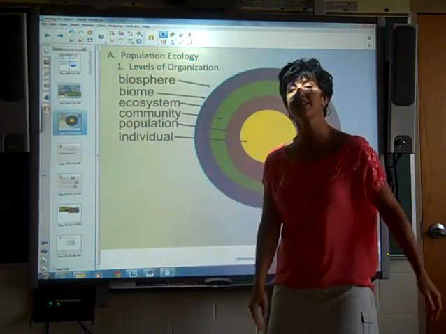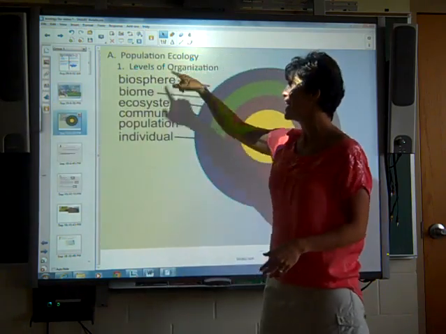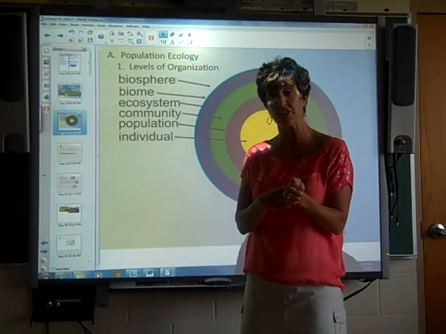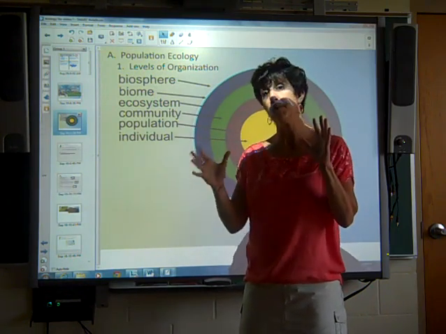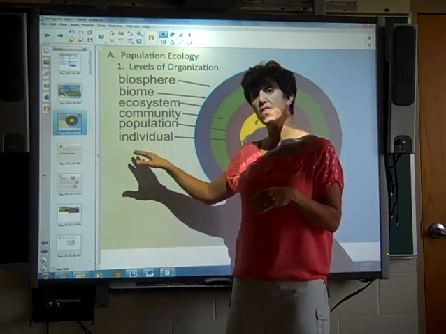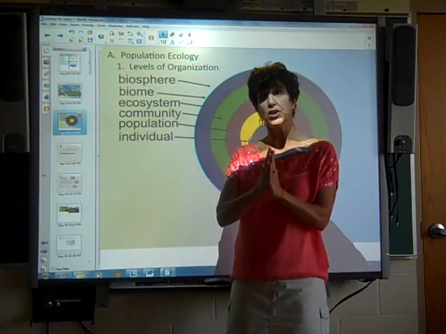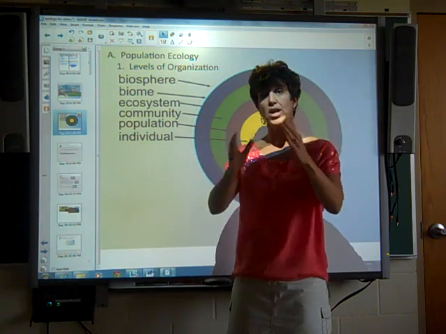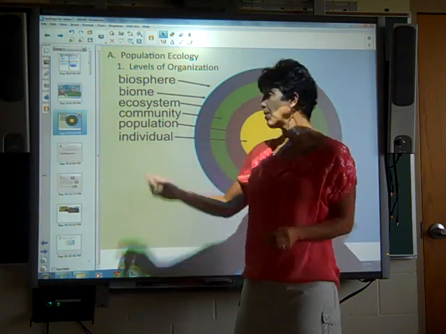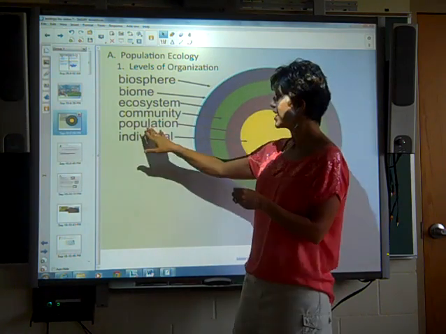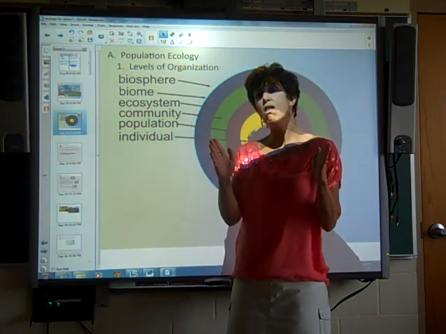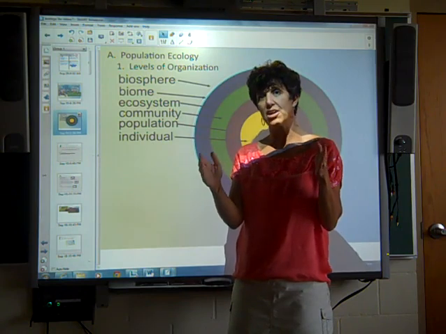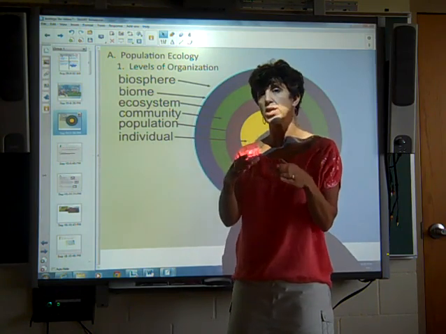So first thing we want to talk about in population ecology are the levels of organization. How do you look at an area and decide what it belongs to? So we're going to start off with the simplest, which is one individual. So if I think about Spencerport, I'm going to look at one squirrel. That would be one individual. If I want to look at a population, my next level, that would be all of the squirrel species that are in that area. So just one species.